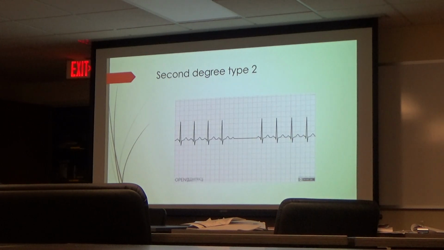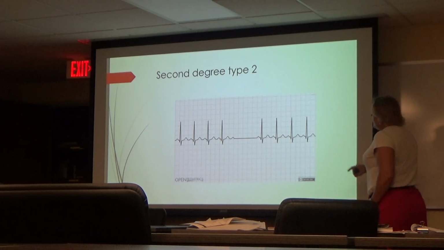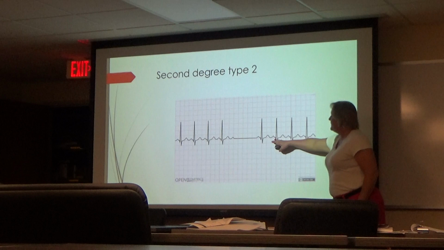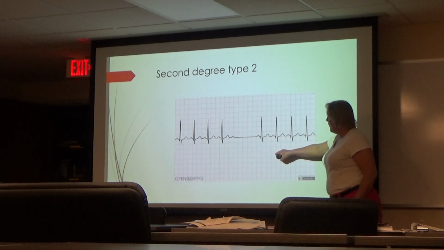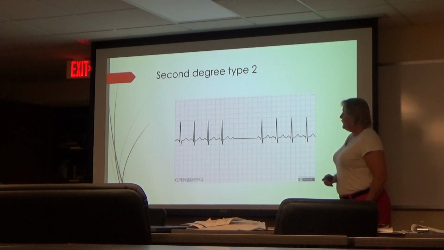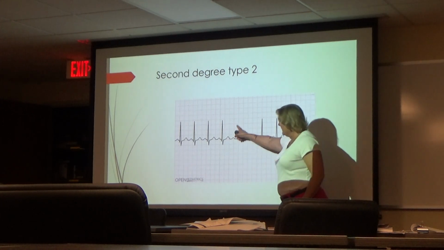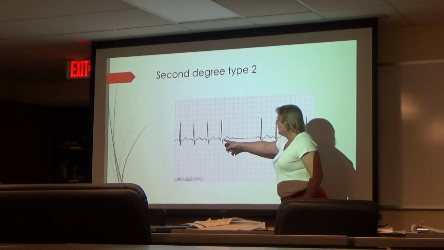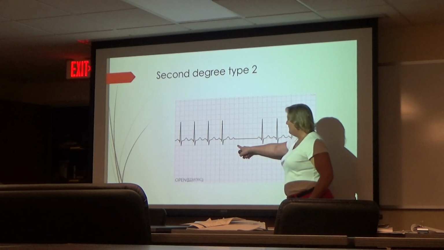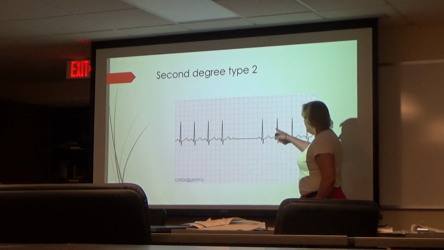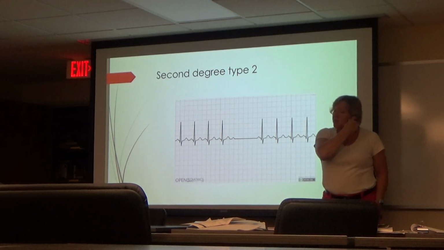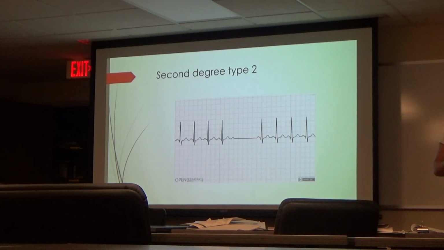Where we start hitting the higher degree blocks, the second degree type 2, again we look at the PR interval. For the most part, the PR interval is going to stay consistent, with one P wave before every QRS complex. But we do have times where it completely blocks the impulse. You're going along normally, we have a P wave, and then that impulse gets blocked. Then it picks up and starts on its own until it blocks the impulse again. This is also concerning because, for whatever reason, the ventricles are not able to depolarize or contract, and again, we can start losing cardiac output.